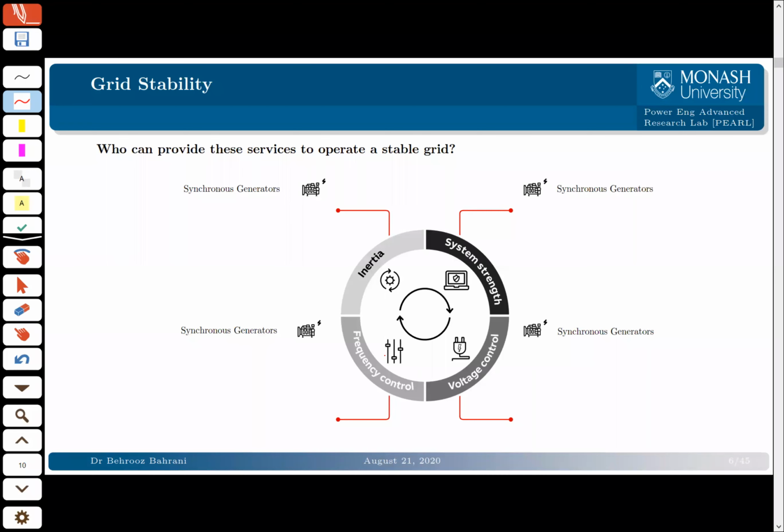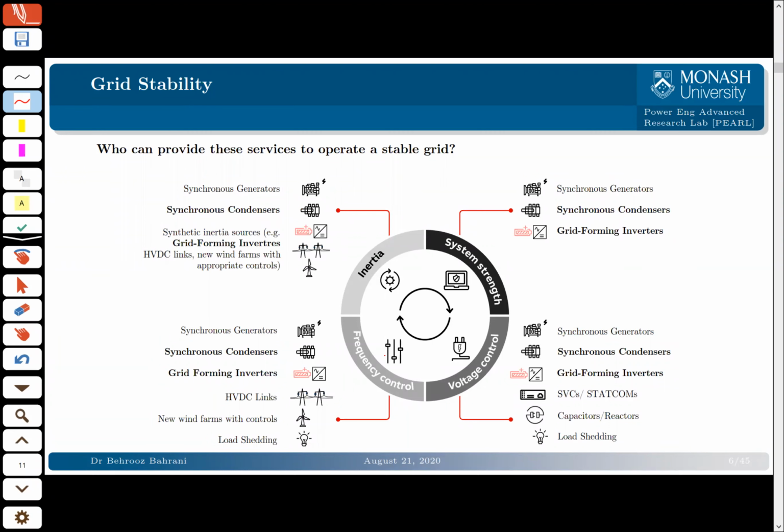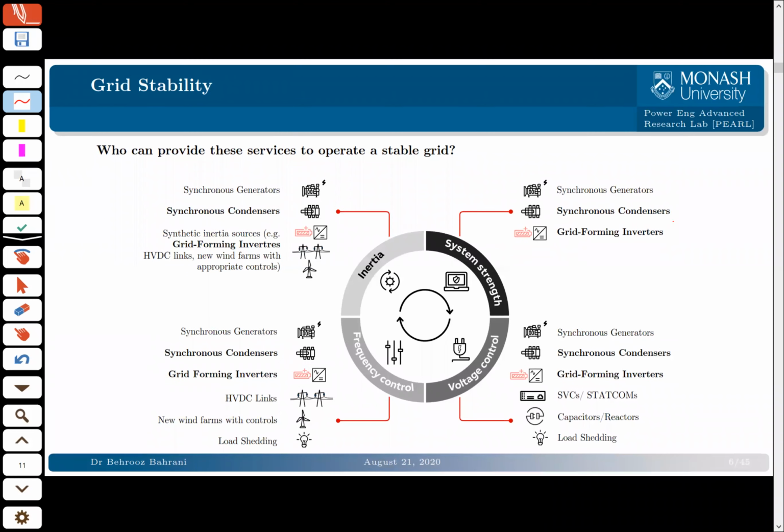And in order to provide these services, we are hoping to use some more modern technologies to provide all of these four categories. In particular, what is very interesting, if you look at all of these things, synchronous condensers and grid forming inverters repeat in all of these. That's very interesting to see. And of course, for each of these pillars you have some other solutions, but again, SynCons and grid forming inverters, interestingly, can provide you with all of these, and I will be focusing on them a little bit later in my last section.